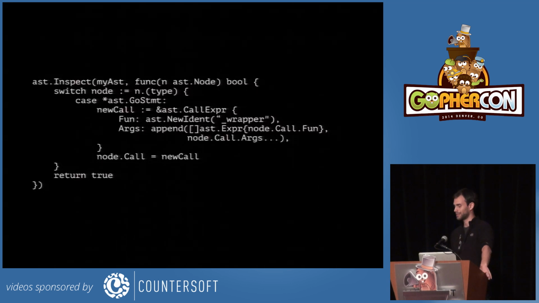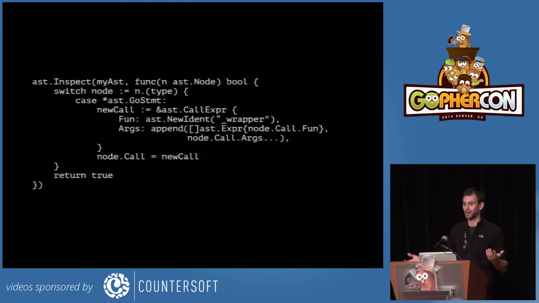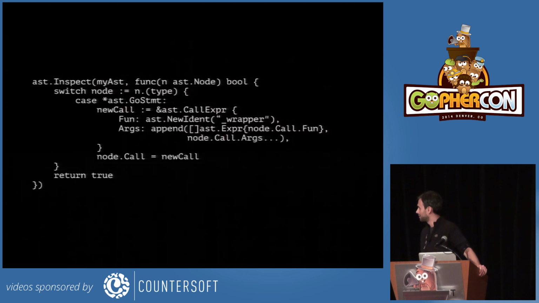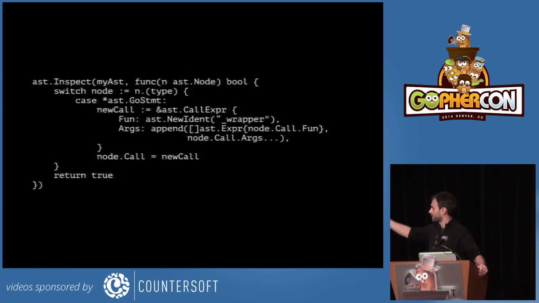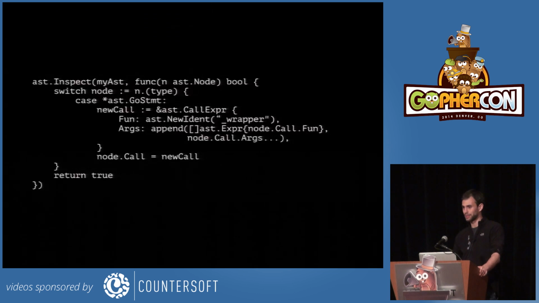If any of you haven't used the AST package, it's really, really nice and really, really easy. This is wrapping all of the Go routine invocations with a wrapper function. You pass in the parsed AST, and you pass a callback that fires every time, and you can check what type of node you want. So I'm interested in the Go statement invocation, or the Go statement.